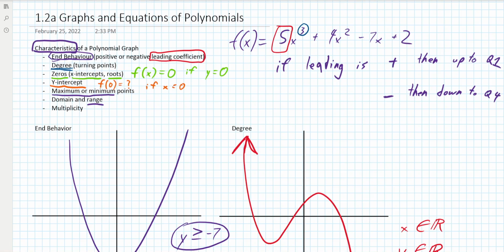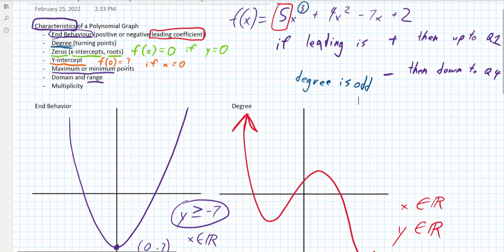What about the left side of our graph? Well, if the degree, and we'll go through some examples here, is odd, then they have to go in opposite directions.